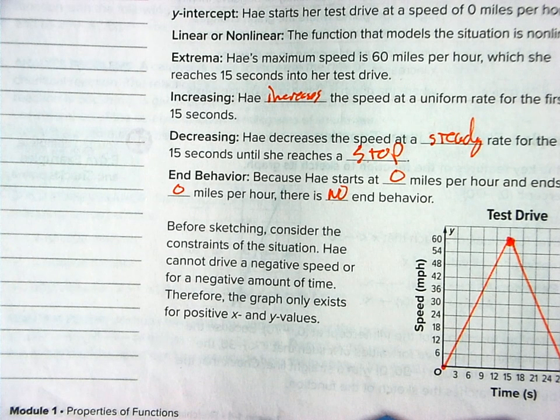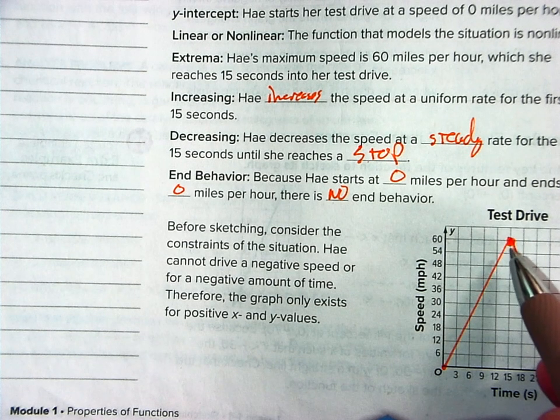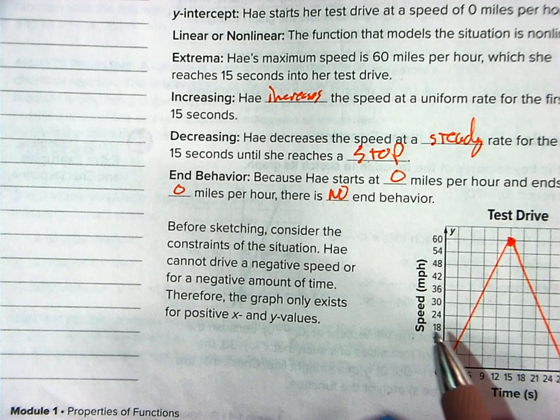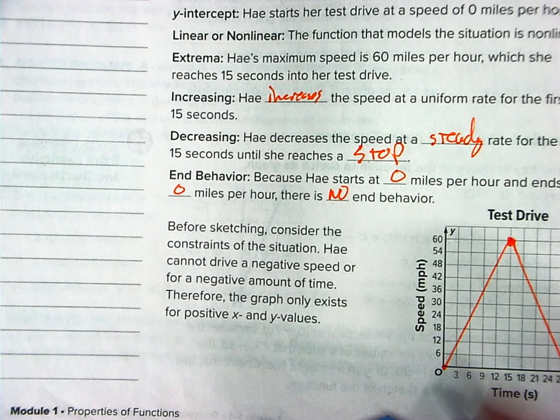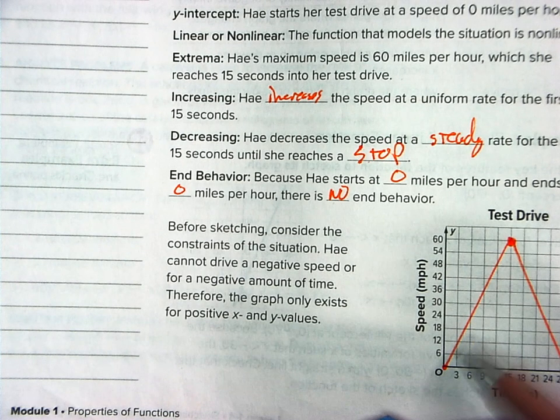Extrema, her maximum speed is 60 miles an hour, which she reaches at 15 seconds. So go over 15 and up 60 and put a point, please. That is our extrema. That is a maximum, actually. Increasing. Hay increases the speed at a uniform rate for the first 15 seconds. So what you're going to do is connect from 0 to 15, 60. Draw a straight line, please.